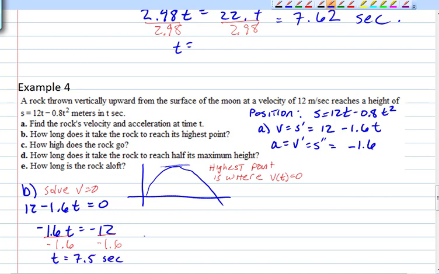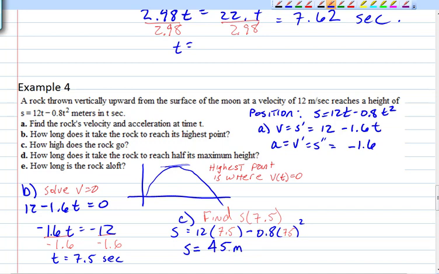Part C says, how high does the rock go? Well, how are we going to determine how high the rock goes? Find s of 7.5. And that'll tell you the position or the height of the object. So I'm looking at the position function here, right? 12 times 7.5 minus 0.8 times 7.5 squared. And once again, this is why God gave us calculators. We end up with s equal to what? 45, approximately. I'm pretty sure that's right. What will the units be here? Meters, because this is the height.